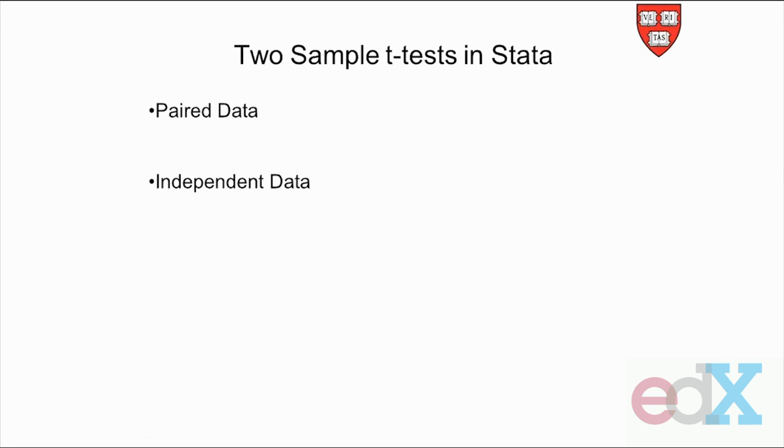In this module, we're going to use Stata to conduct a two-sample t-test. We're going to do this for two examples. We're going to do it for paired data. We're also going to do a t-test with independent data. So in our first example, we're going to use the Framingham cohort, and we want to test whether there is a difference in the mean heart rate between exam 1 and exam 2.